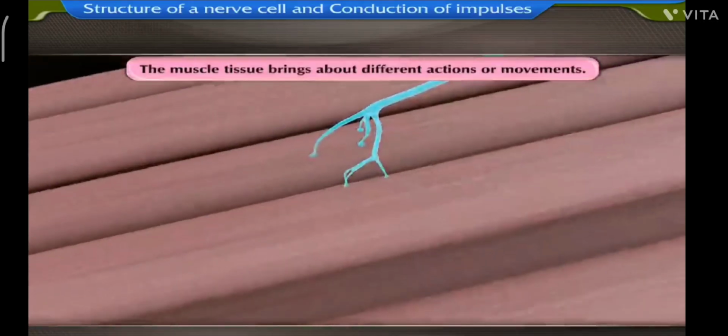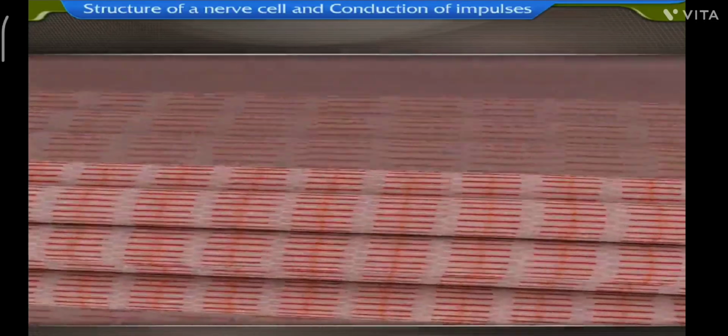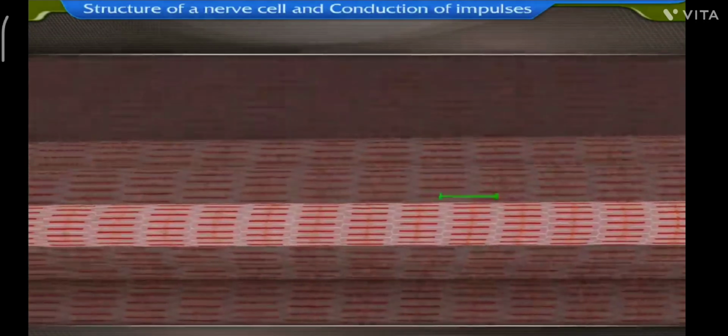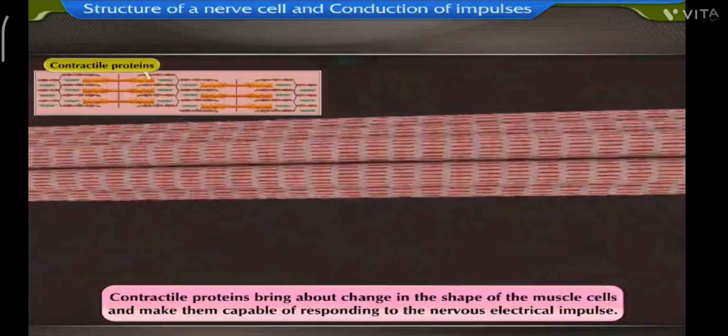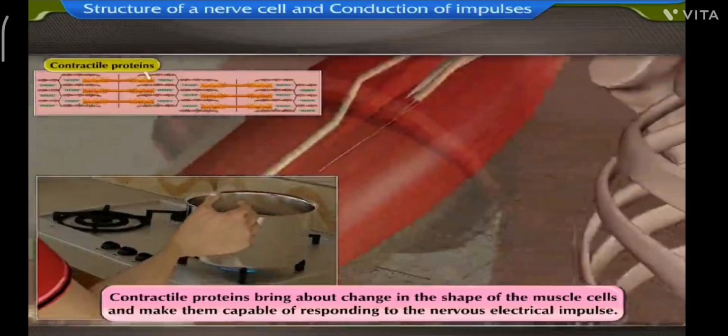The muscle tissue brings about different actions or movements. For the movement to be done, the muscle cells must move. The movement takes place when the muscle cells change their shape. Due to this, the muscle cells shorten. Muscle cells possess special kinds of contractile proteins. These proteins not only bring about a change in the shape of the muscle cells, but also make them capable of responding to the nervous electrical impulse.